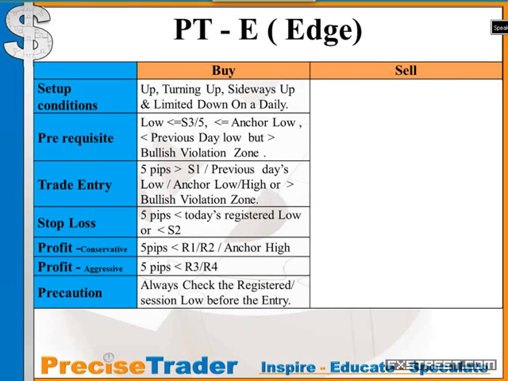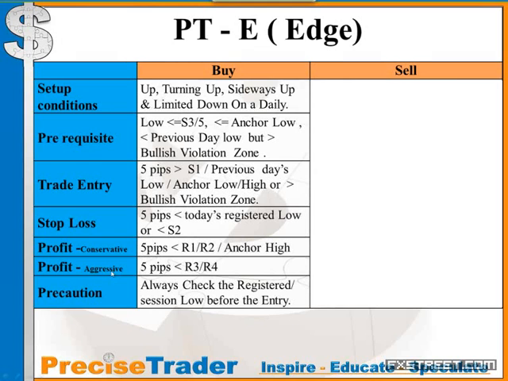So, of course, your price target and the risk reward would also depend on the entry. The stop loss is 5 pips less than today's registered low, or less than S2, right? So this is the stop loss. Again, if you call yourself a conservative trader, then probably you want to put in 5 pips less than R1 and R2 or even anchor high.